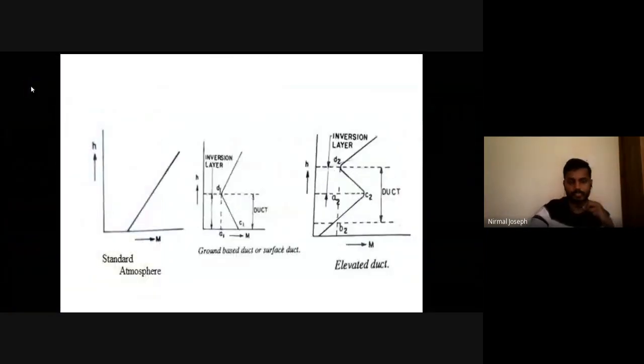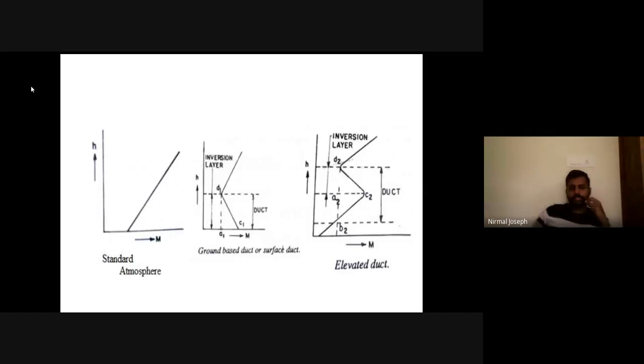So you can see what is shown here in this picture. In the x-axis, m or refractive modulus is shown, and in the y-axis, h or height is shown. For a standard atmosphere, the refractive modulus m will increase constantly with respect to height. Okay, m will constantly increase with respect to height.